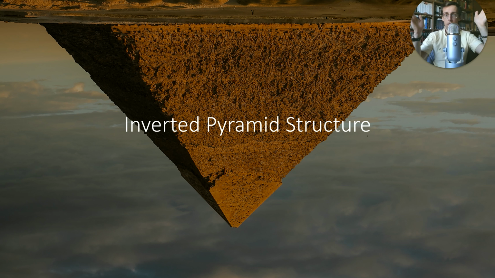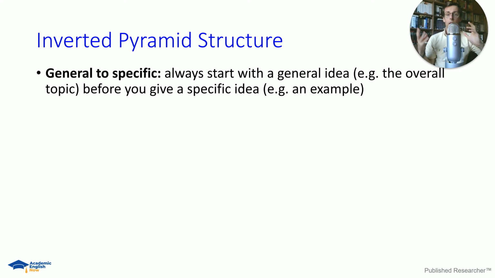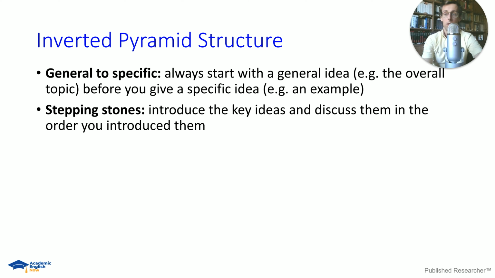And really, just think of it as an inverted pyramid with the pyramid apex at the bottom and the base of the pyramid at the top. So the way it works is that we go from general to specific. We always start with the general idea, the overall topic, before we go to a specific idea, an example. So in an introduction, we usually start with the importance of the topic, maybe the definition of the key term, before we go to the literature, the gap, and the aim. We don't start with the aim because that's a very specific idea. And we go from general to specific. That's how the inverted pyramid works.